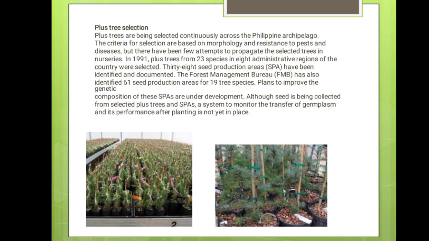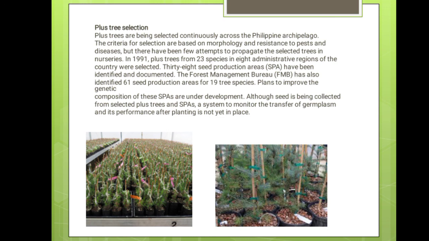Plus tree selection. Clusters are being selected continuously across the Philippine archipelago. The criteria for selection are based on morphology and resistance to pests and diseases, but there have been few attempts to propagate the selected trees in nurseries. In 1991, plus trees from 23 species in 8 administrative regions of the country were selected. 38 seed production areas have been identified and documented.